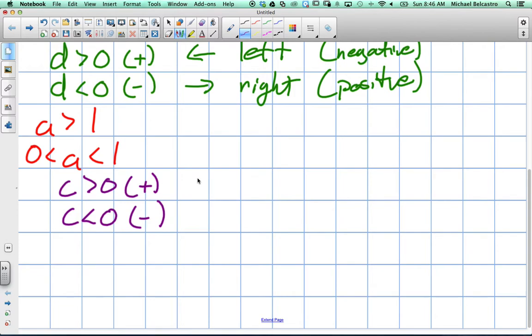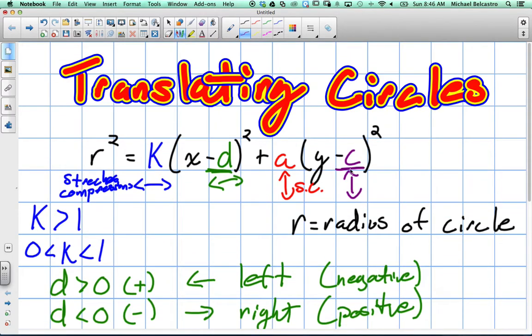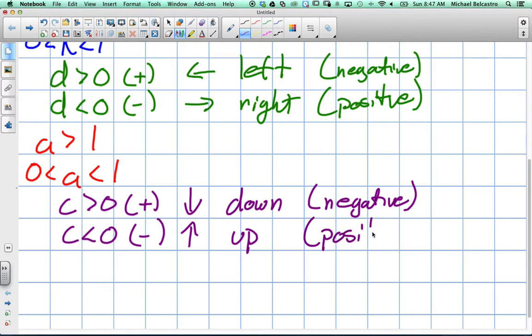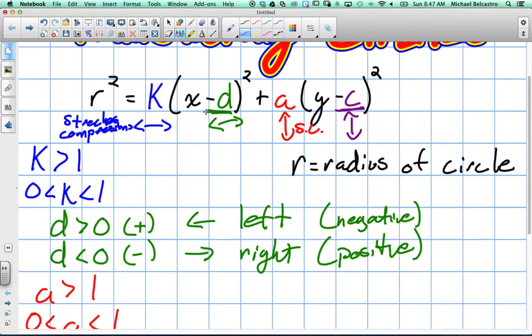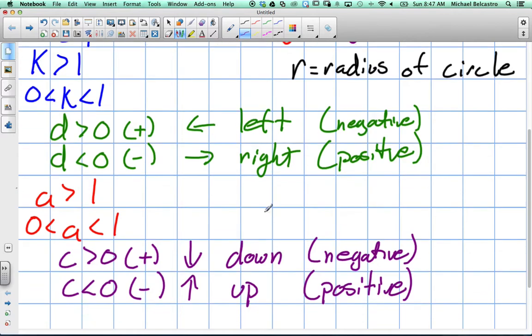And that's the same idea with our C value. Our C value, because it's vertical, when it's positive, it actually moves, and we're talking about the entire value inside the bracket. When it's positive, it goes downwards, in other words, a negative direction again. And when it's a negative value, it's positive, it goes up in a positive direction. So anything within those brackets is kind of counterintuitive. Whatever positive or negative symbol you see, we kind of do the opposite. And remember, D is horizontal and C is up and down.